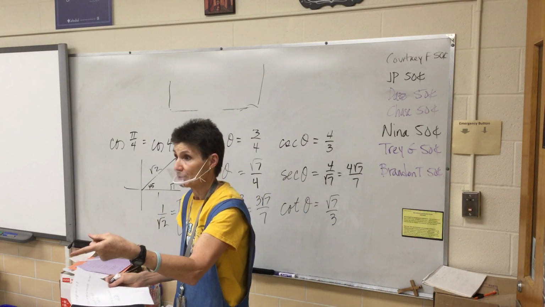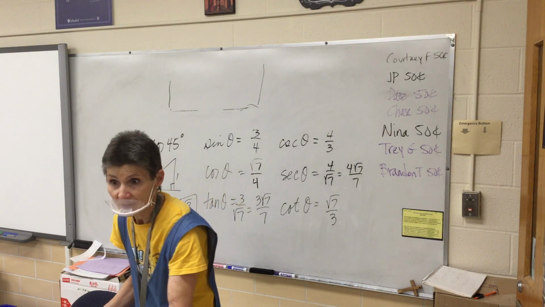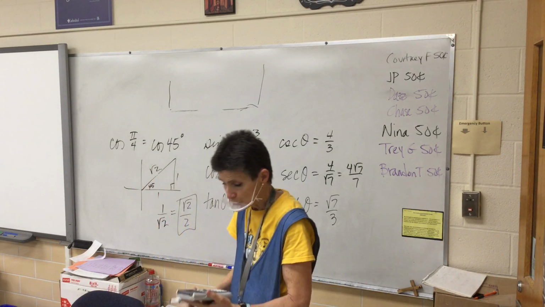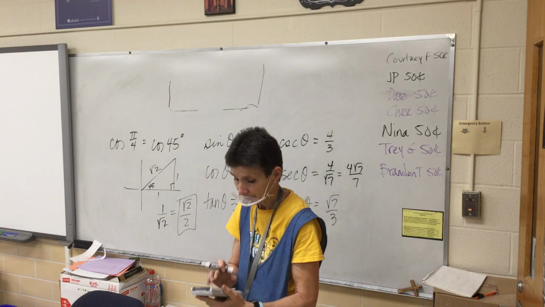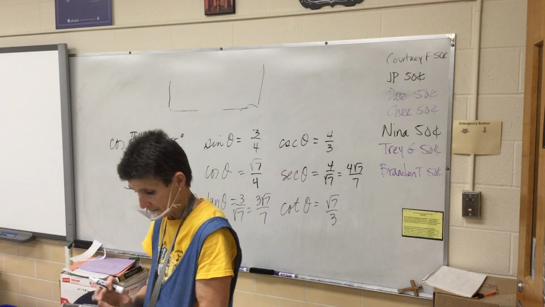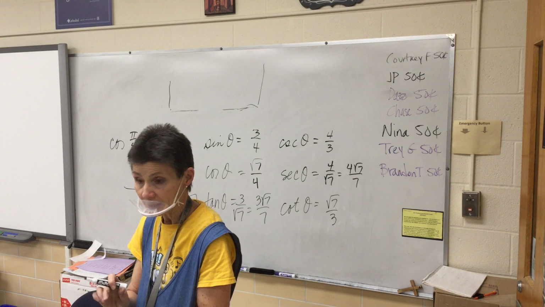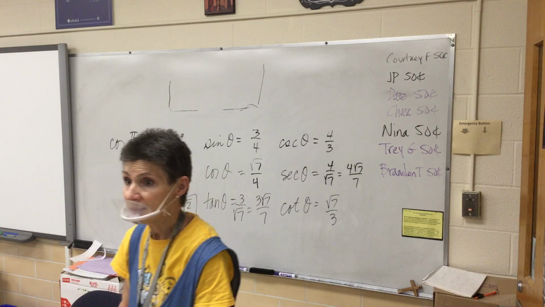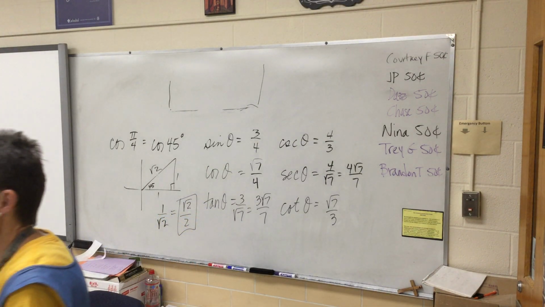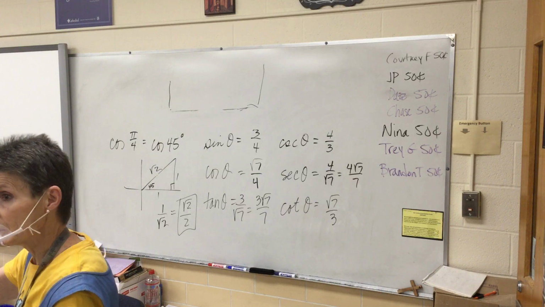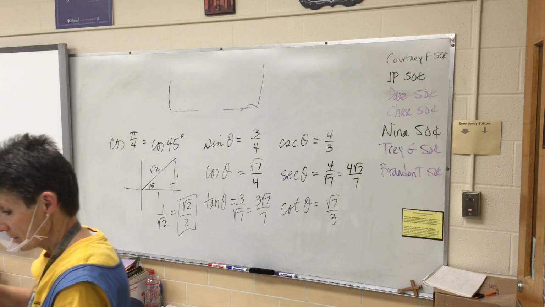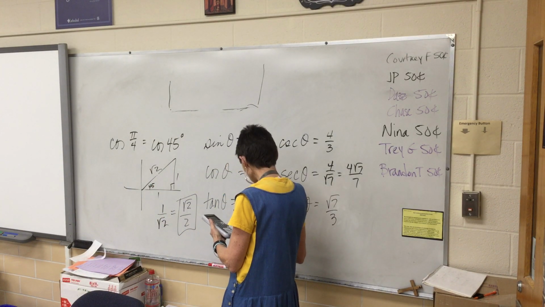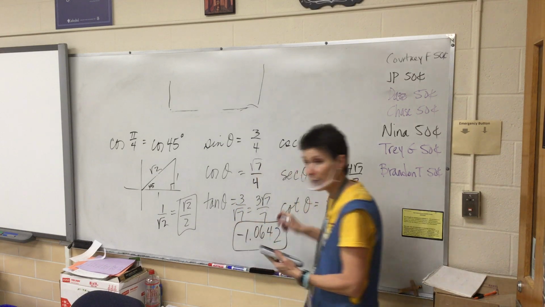Now, the next one is a calculator problem. See, round to the 10,000th? That means, okay, let's approximate. How do I type secant 200 on my calculator? 1 divided by 200? No, 1 divided by cosine 200, right? Because secant is the reciprocal of cosine. So 1 divided by cosine, my answer is negative 1.0642. Is that what you got? Yeah.